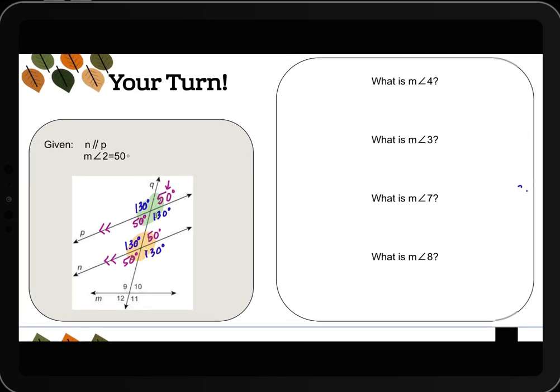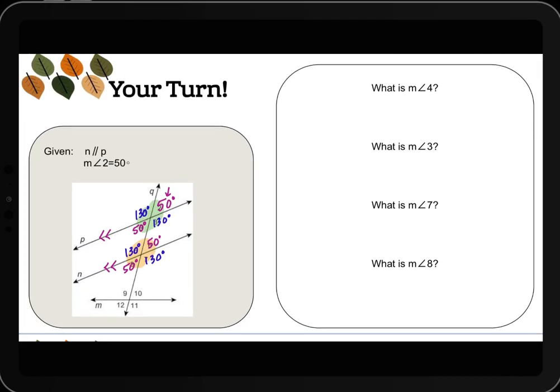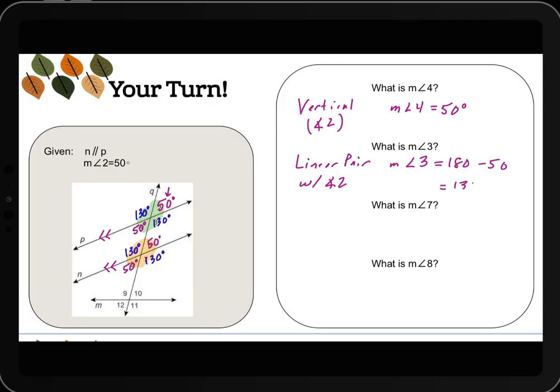So when we were looking for the measure of angle 4, remember that originally we stated that we know that angle 4 is vertical with angle 2, right? So it's vertical with angle 2 specifically. So that means that the measure of angle 4 was equal to 50 degrees for that particular reason. Now the measure of angle 3, we could determine that because that would have formed a linear pair with angle 2, right? So when we're talking about it being a linear pair, remember that means supplementary. So that means that the measure of angle 3 was equal to 180 minus 50, or 130 degrees.